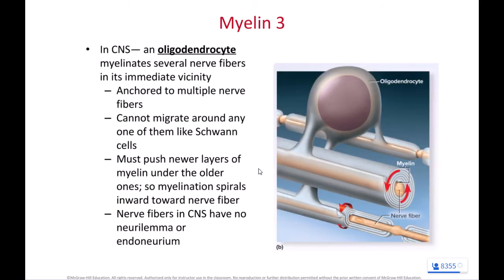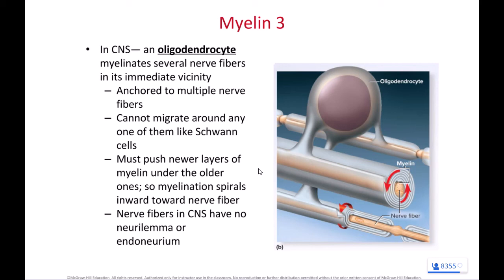Within the central nervous system, we have oligodendrocytes. One oligodendrocyte can myelinate multiple segments on multiple axons, we'll say. So when we look at the oligodendrocyte, instead of wrapping its entire self around the axon, it's going to have a pseudopod or projection coming off of it, and that pseudopod-like projection will wrap itself around an individual part of an axon.